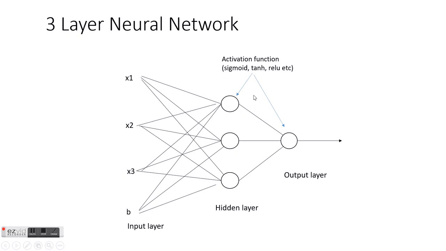A neural network which just has one hidden layer is called a simple neural network. If you have more than one hidden layer, then it's called a deep learning network.